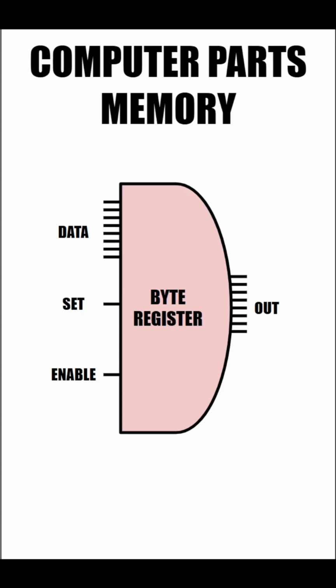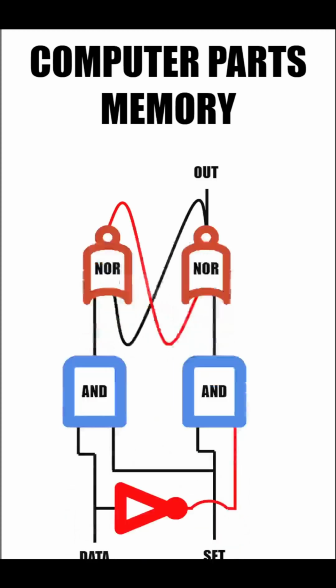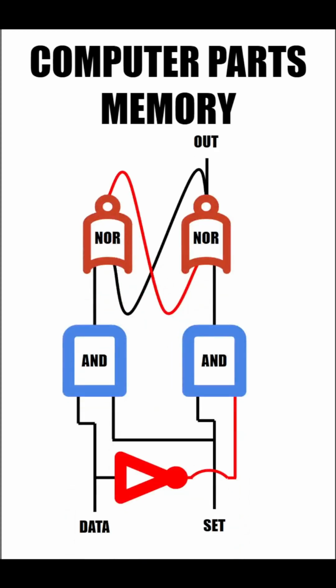How does computer memory work? Well, let's look at the basics. The first thing that we're going to make is something called a D latch, or a data latch, with two inputs, data and set, and an output. So how does this work? Well, the way the D latch works is it will only save our data input if the set input is on.